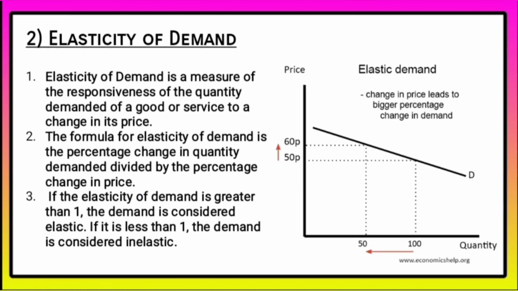2. Elasticity of demand. Elasticity of demand is a measure of the responsiveness of the quantity of a product or service demanded by consumers to changes in its price. It is calculated as the percentage change in quantity demanded divided by the percentage change in price. If the elasticity of demand is greater than 1, the product is considered to be price elastic, meaning that a small change in price will result in a relatively larger change in quantity demanded. If the elasticity is less than 1, the product is considered to be price inelastic, meaning that a change in price will result in a relatively smaller change in quantity demanded.